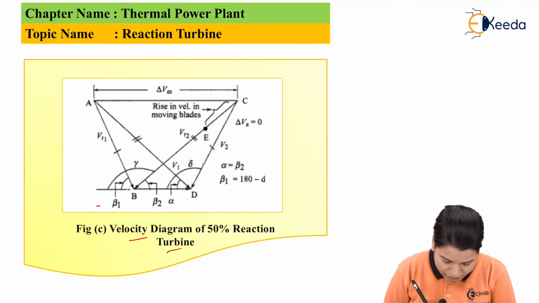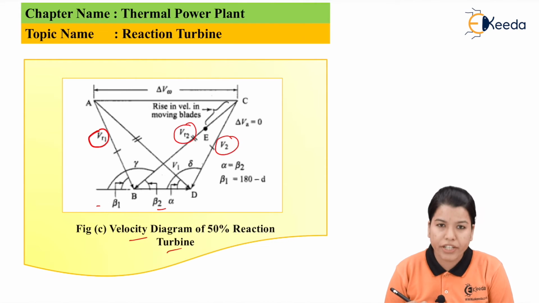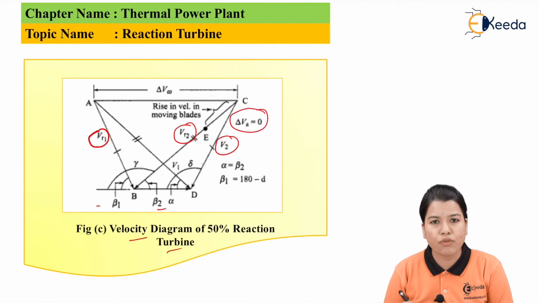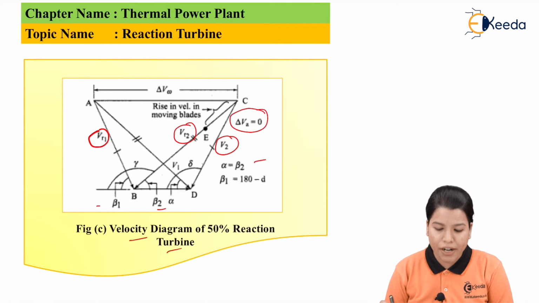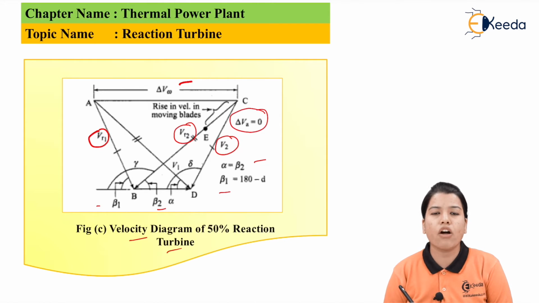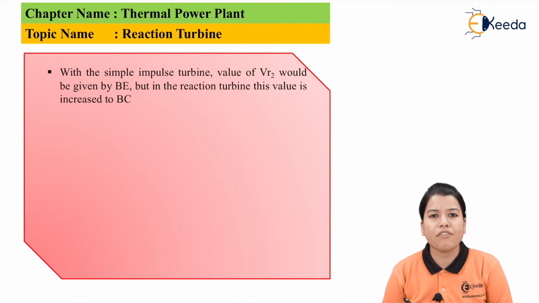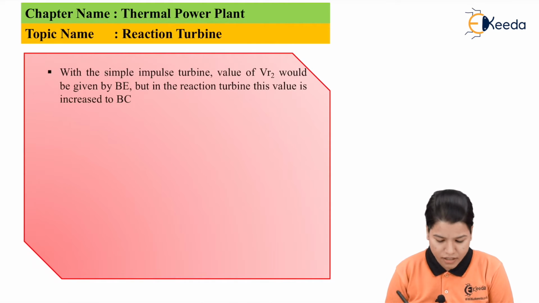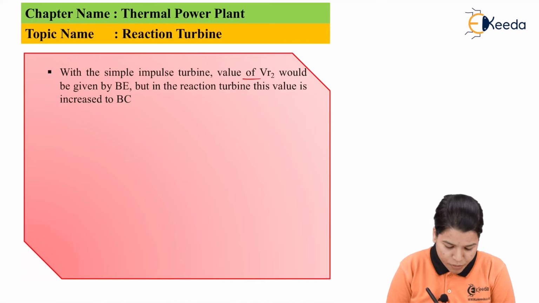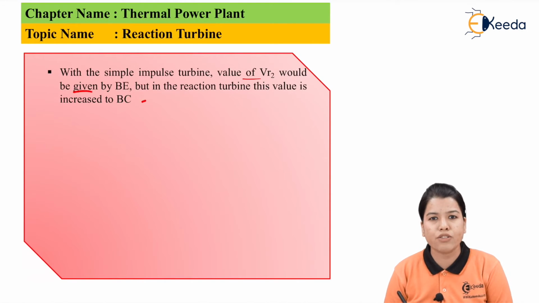Here we can see there are two angles, beta 1 and beta 2. This is VR1, here we have VR2, then this is V2, then delta VA is equal to 0, alpha is equal to beta 2, beta 1 is equal to 180 minus delta, and this line represents delta VW. Now all these terms are similar to what we have already studied in the impulse turbine. If we consider the simple impulse turbine, then the value of VR2 would be given by B, but in case of the reaction turbine, this value is increased to BC.